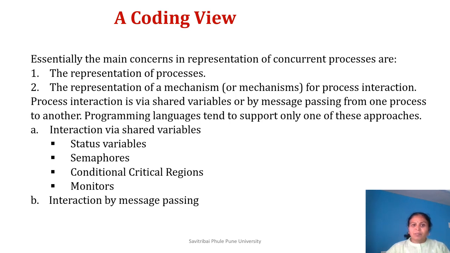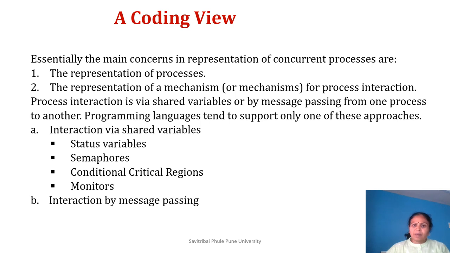Concurrent behavior may be expressed directly in a programming notation or implemented by system calls. In a programming notation, a process is usually described in a program block and process instances are created through declaration or invocation references to that block. Process interaction is via shared variables or by message passing from one process to another. Programming languages tend to support only one of these approaches.